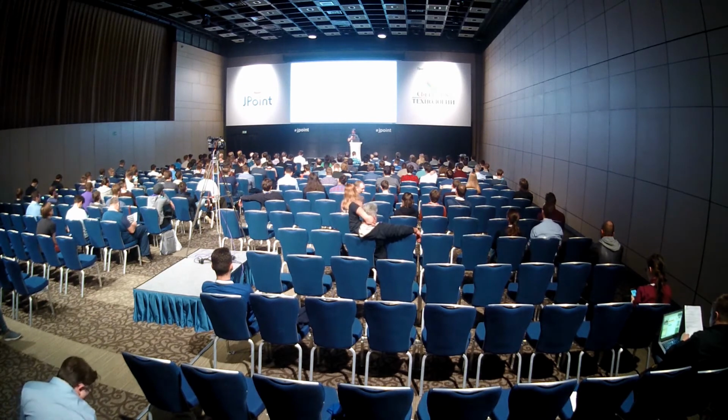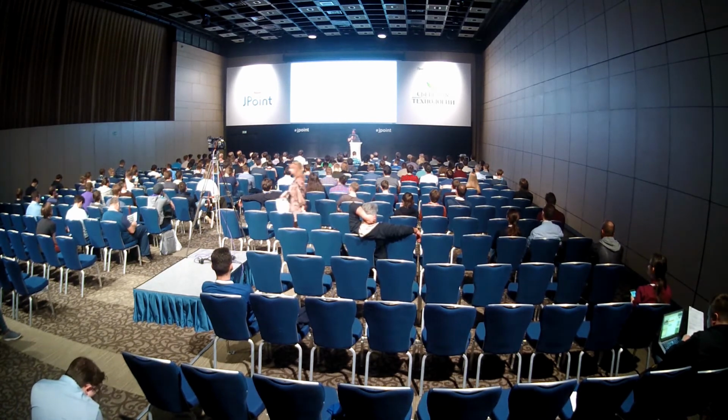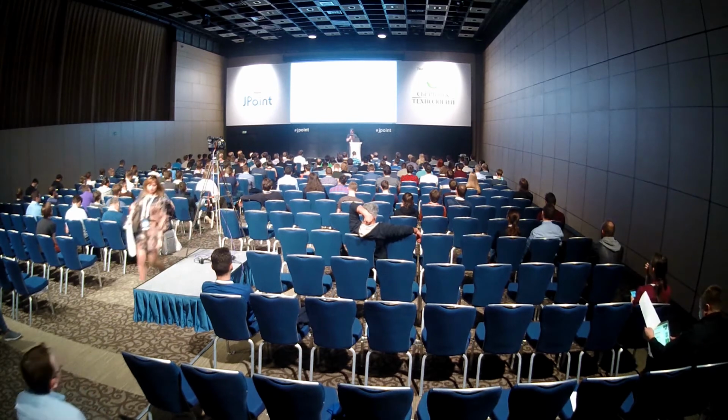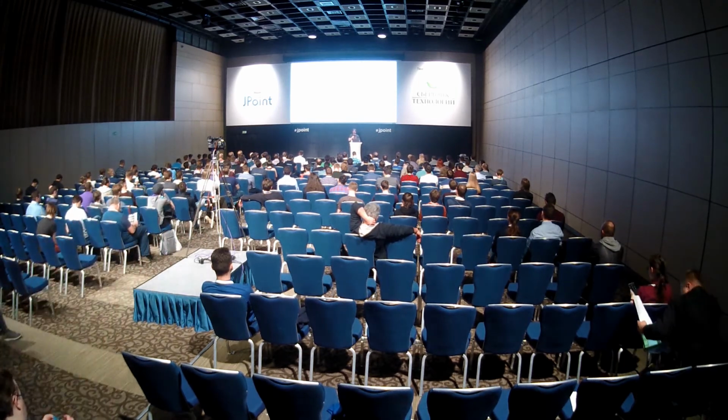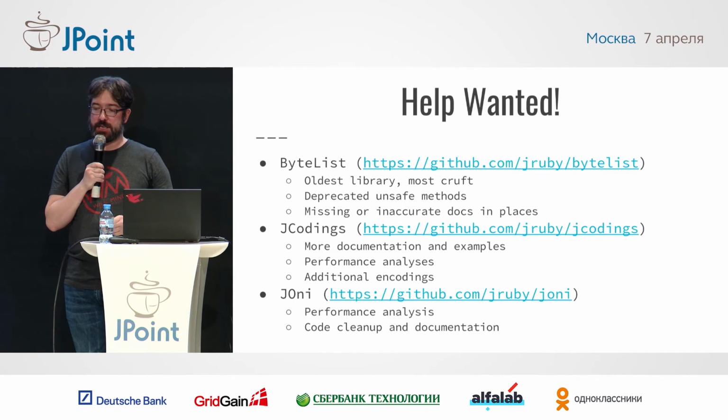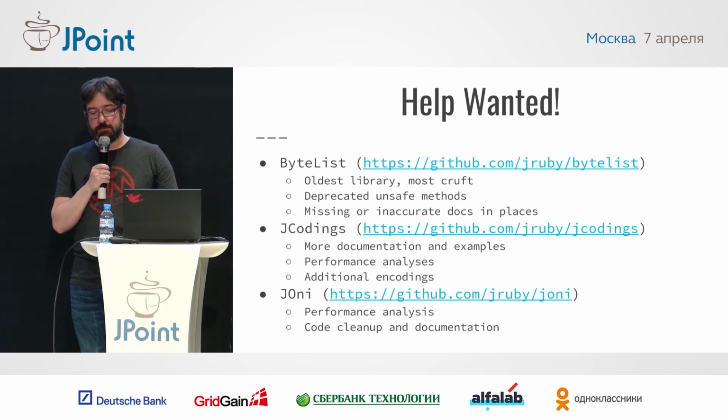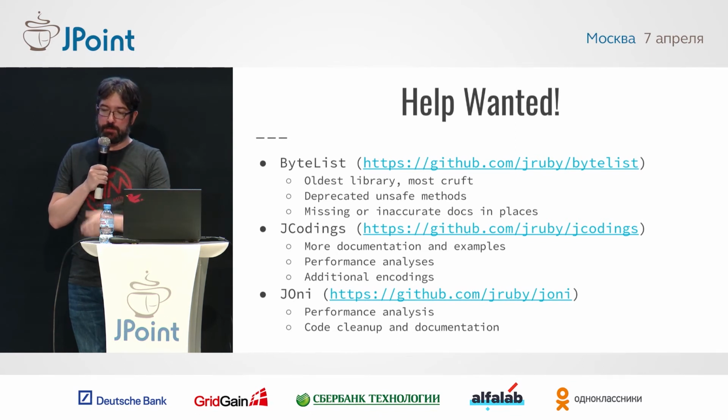So I mentioned help wanted. This doesn't need to be like that. There's the URLs for all the projects. Bytelist, being the oldest library we have, has kind of the most cruft in it. It's kind of decayed a little bit over the years. Some deprecated methods over time. The documentation could be improved. We'd like to improve this and make it kind of the canonical tool for using a string buffer of bytes, basically. JCodings, mostly in the documentation area, but if you do start using this, we'd like to hear what sort of performance you get. We're constantly trying to improve it, make sure it runs well, so if you see any issues, let us know.